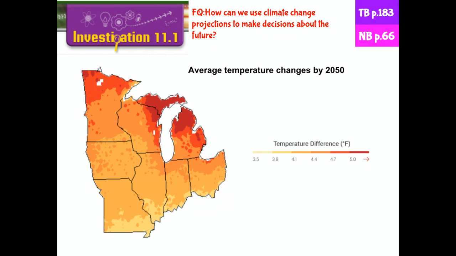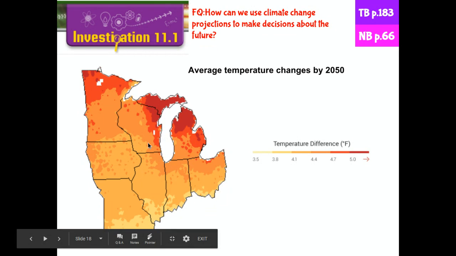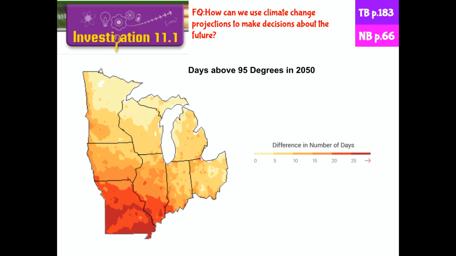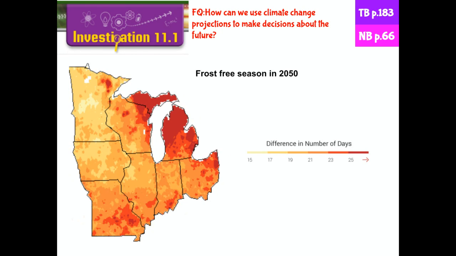For example, this first one is the average temperature change by 2050. They're predicting that here in Sun Prairie, Wisconsin, we're going to see anywhere between a 3.8 to a 4.1 degree Fahrenheit average temperature increase by 2050. Days above 95 degrees, so they're talking about us having around 5 more days above 95 degrees. Frost-free days, so more days with less frost.